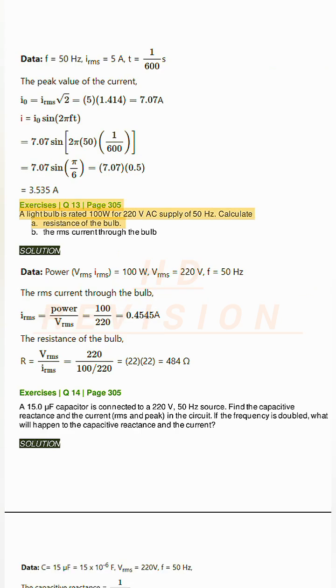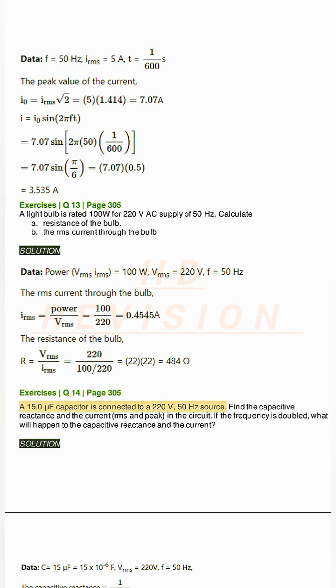Exercises Q13, page 305. A light bulb is rated 100 W for 220 V AC supply of 50 Hz. Calculate A. Resistance of the bulb. B. The RMS current through the bulb. Solution.